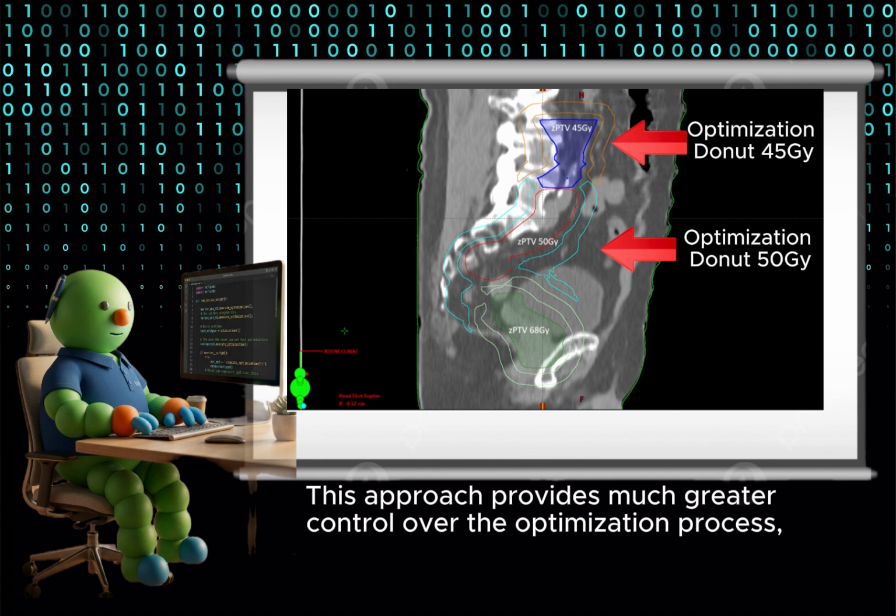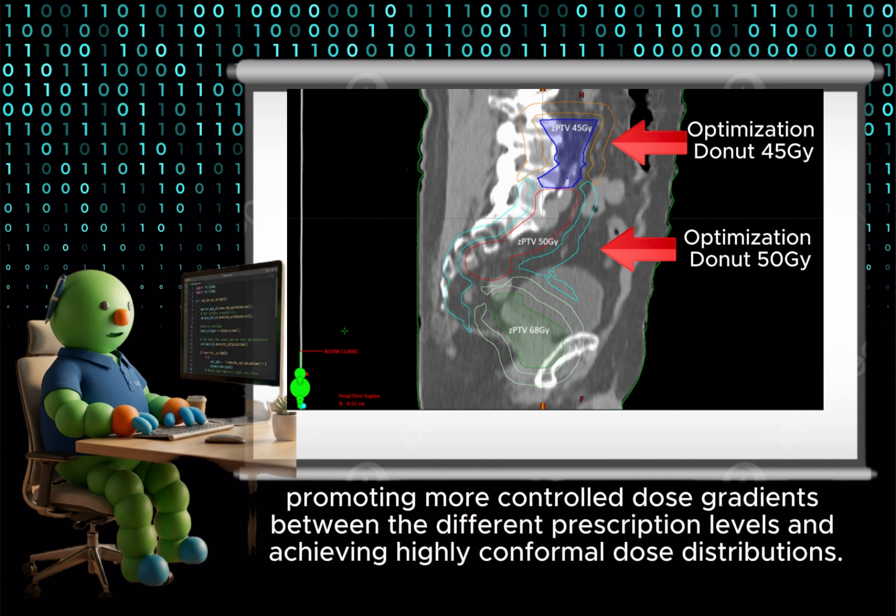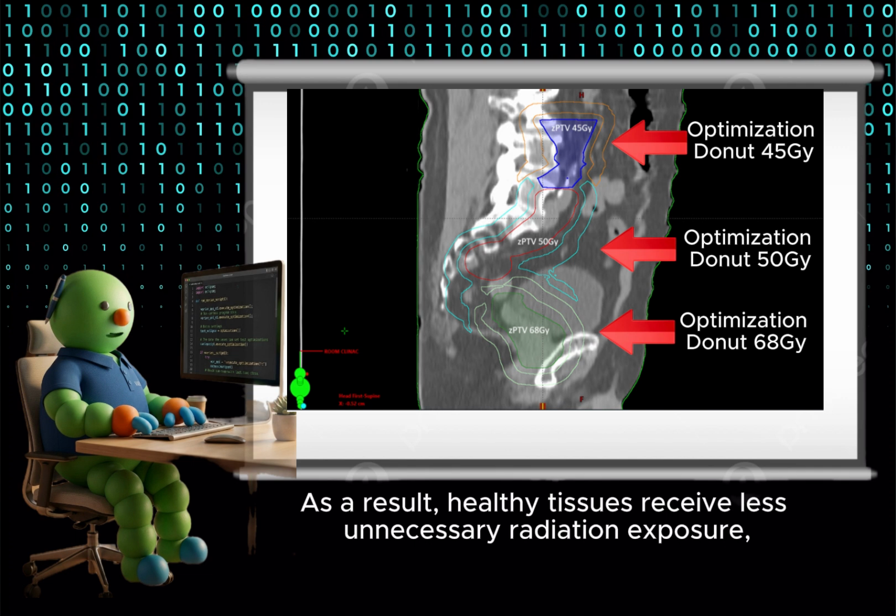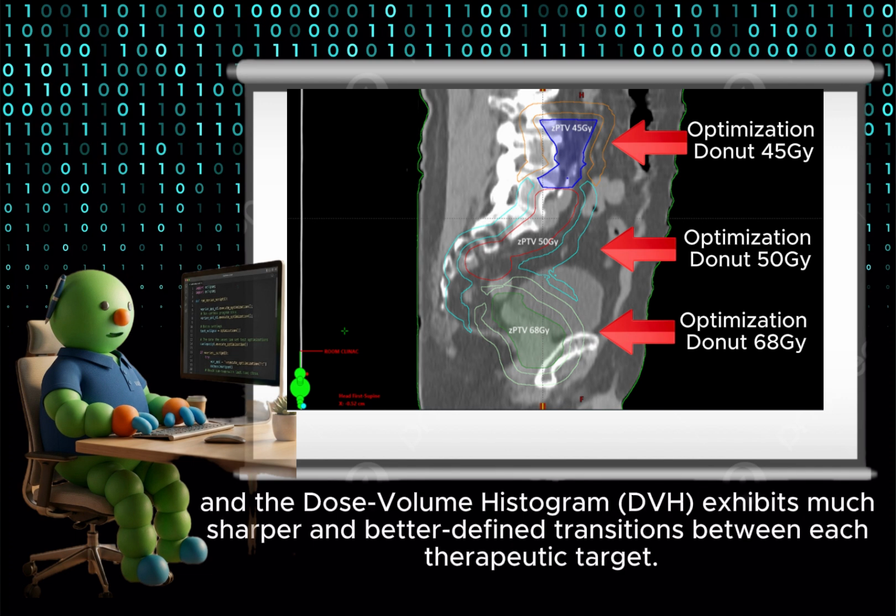This approach provides much greater control over the optimization process, promoting more controlled dose gradients between the different prescription levels and achieving highly conformal dose distributions. As a result, healthy tissues receive less unnecessary radiation exposure, and the dose-volume histogram (DVH) exhibits much sharper and better defined transitions between each therapeutic target.